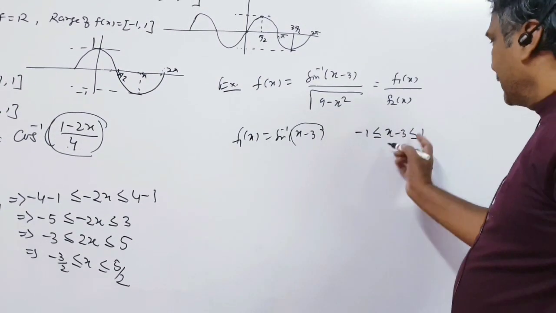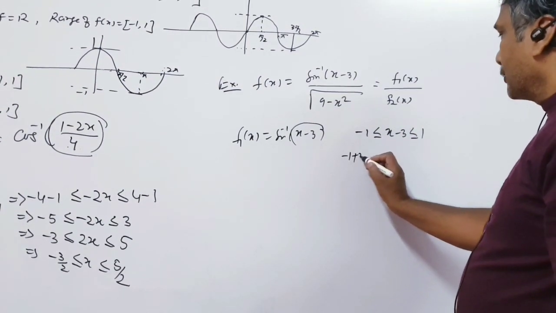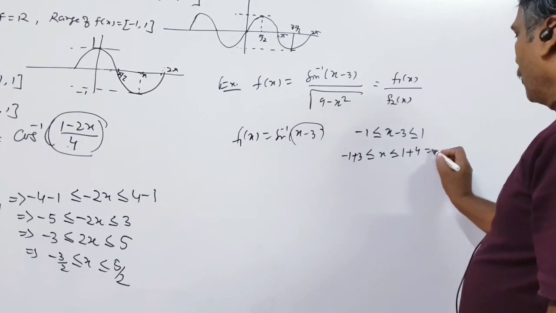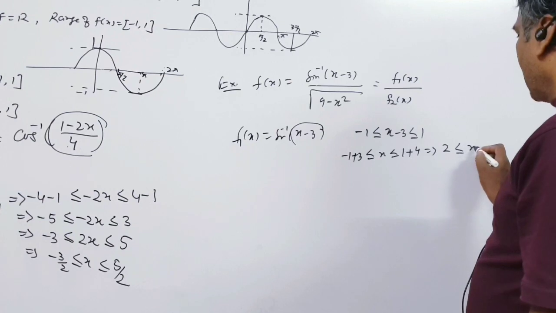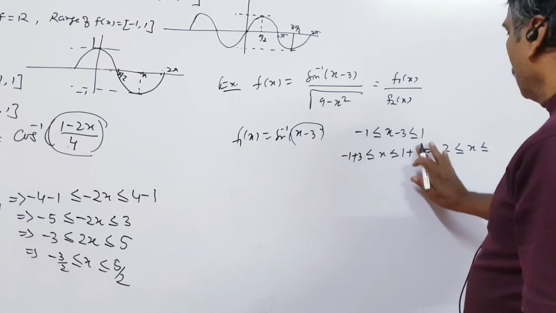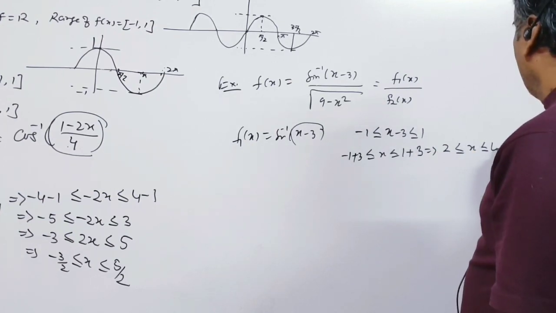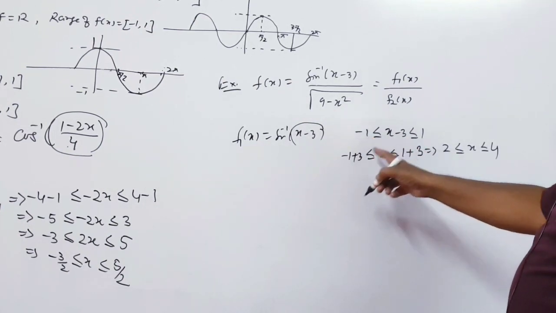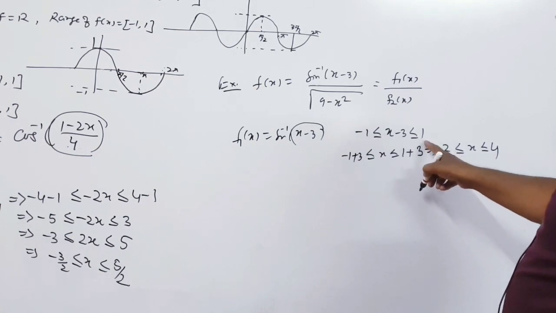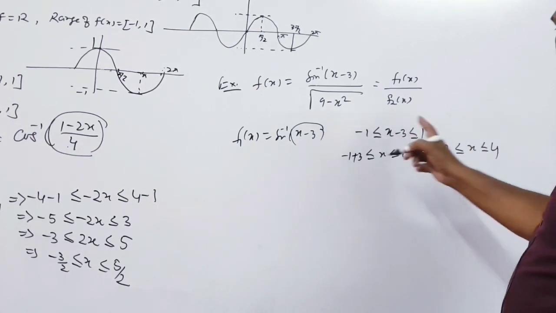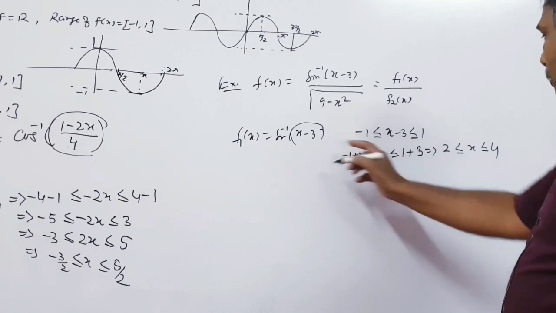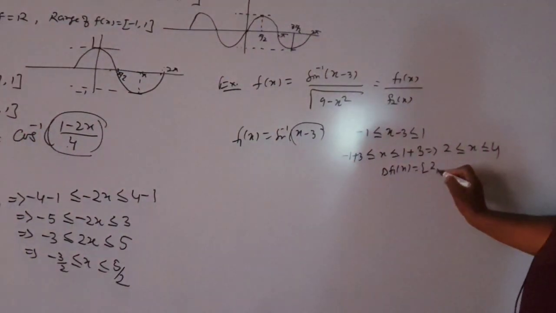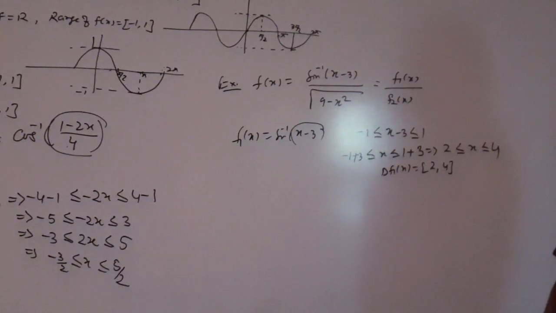If you add 3, -1 plus 3 gives 2, and 1 plus 3 gives 4, so 2 ≤ x ≤ 4. Now add 3. Okay. So -1 plus 3 equal to 2. 1 plus 3 equal to 4. Now here the function is defined. So first one, domain of f1(x) equal to 2 to 4.